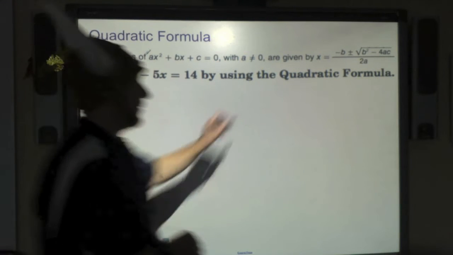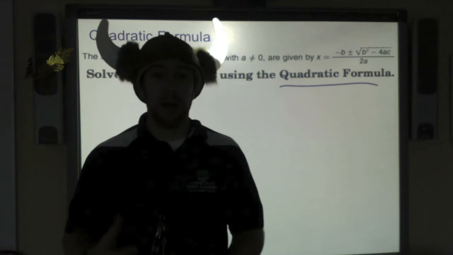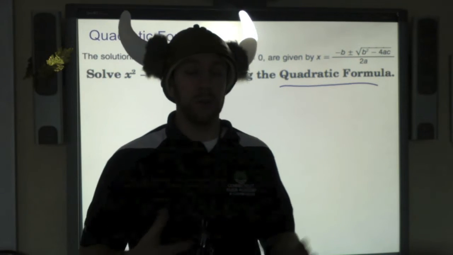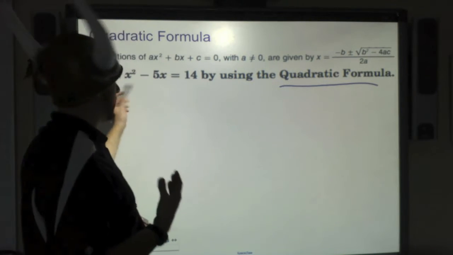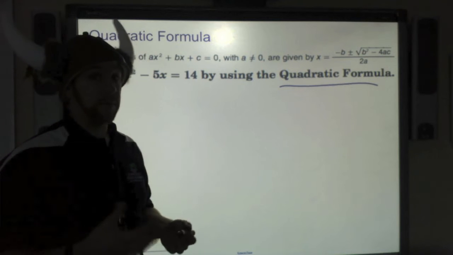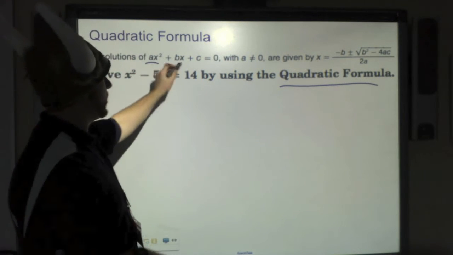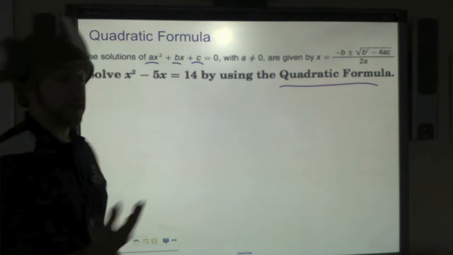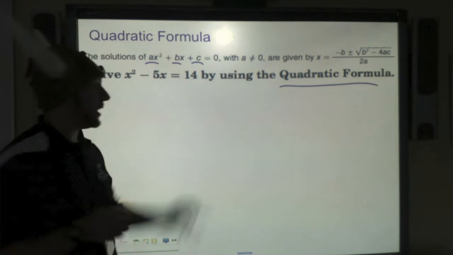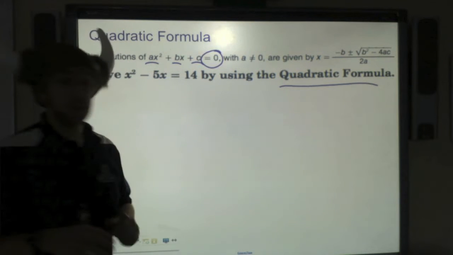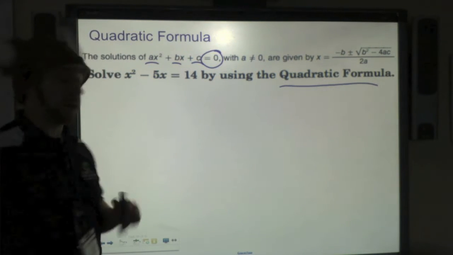So the quadratic formula helps a lot when solving those quadratics that don't factor very well. And now you won't have to factor. All you have to do is get the equation into this form: ax squared plus bx plus c equals 0. So you always have to set it equal to 0.